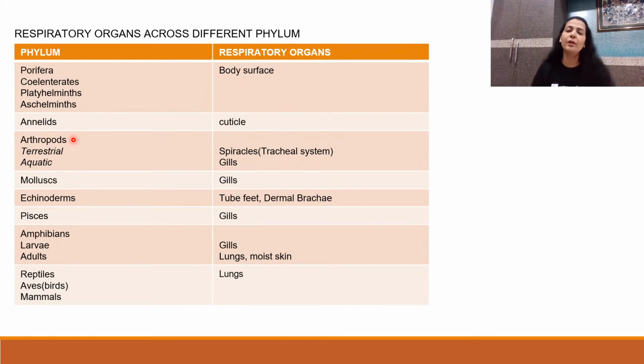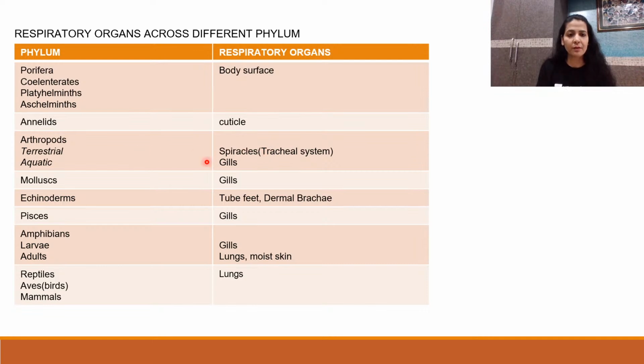Now moving on to the next phylum, arthropods. Arthropods, as you know, is the largest animal phylum. So all the weird kinds of animals, and I'm sure many of you are afraid of those tiny insects and cockroaches, right? They all belong to arthropods, the largest phylum of the animal kingdom.